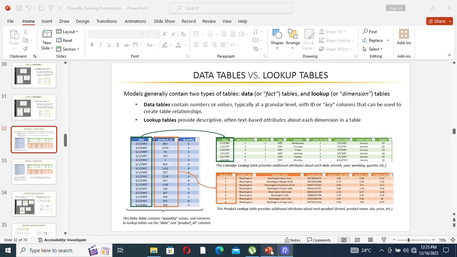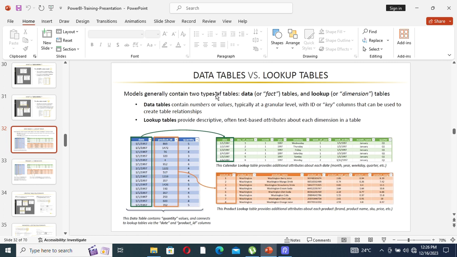Hi students, today my lecture is about understanding the difference between data tables and lookup tables in Power BI. This is a very important topic, and as a Power BI developer you have to know this logic, and to know this logic you must have a complete understanding of the difference between data tables and lookup tables. I am going to explain this in the easiest way right now.